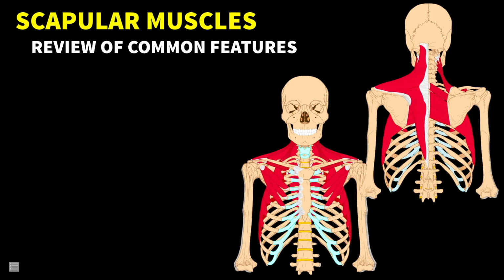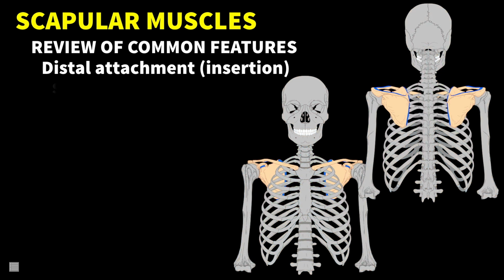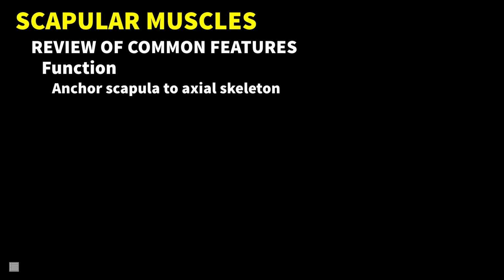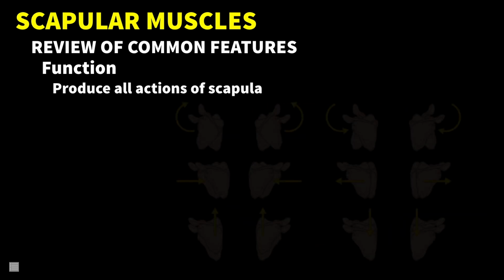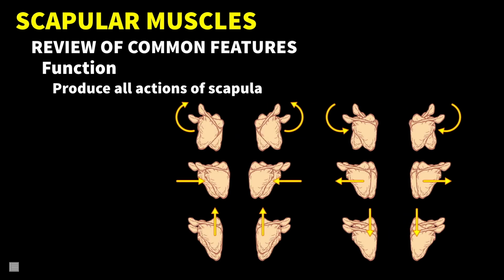From these points of origin, the muscles project onto the scapula and clavicle to anchor the scapula in a muscular sling. As a result, this important muscle group anchors the scapula and thus the entire upper limb to the rest of the body. These muscles also produce the 6 movements of the scapula.